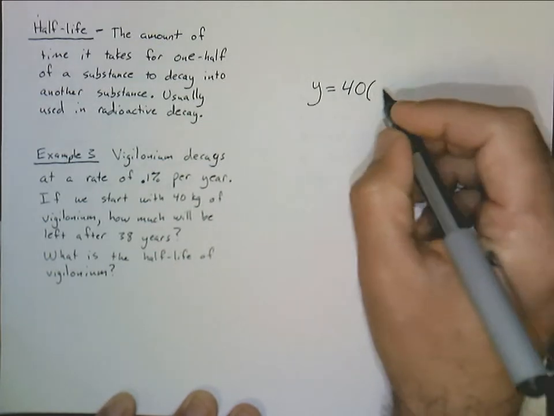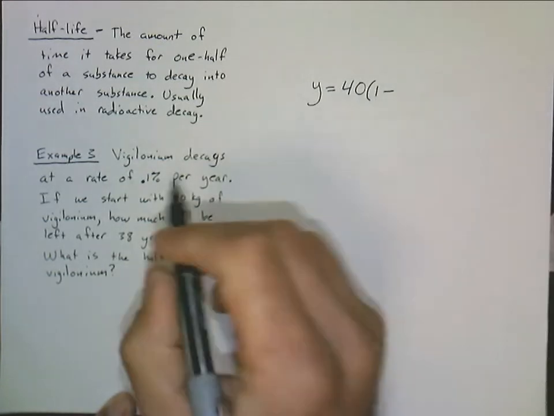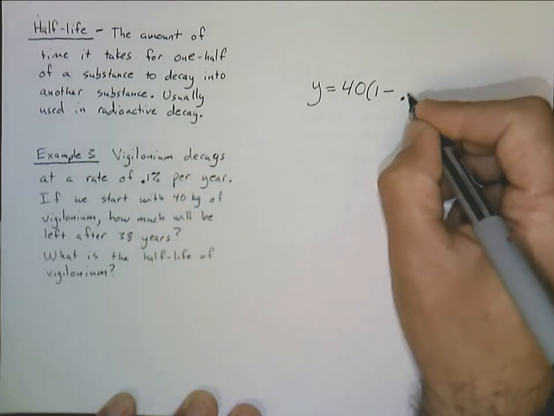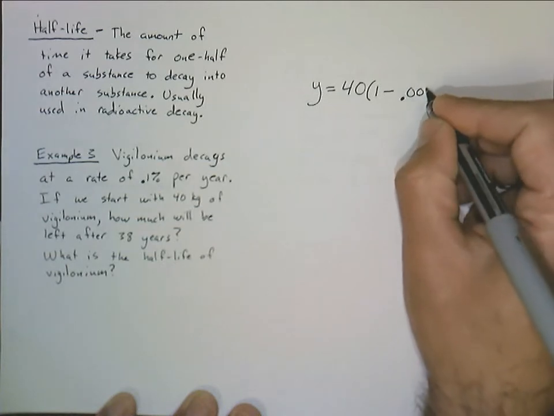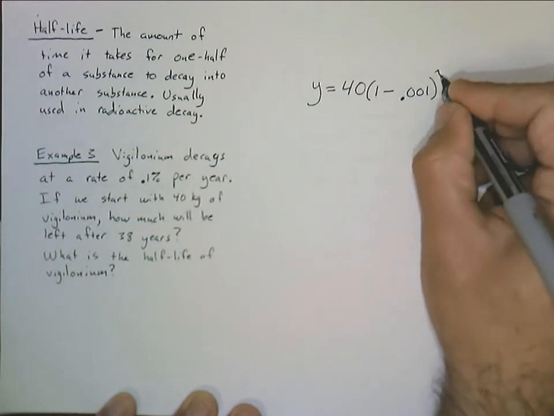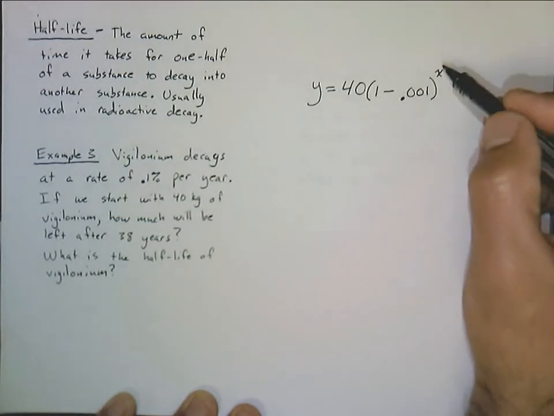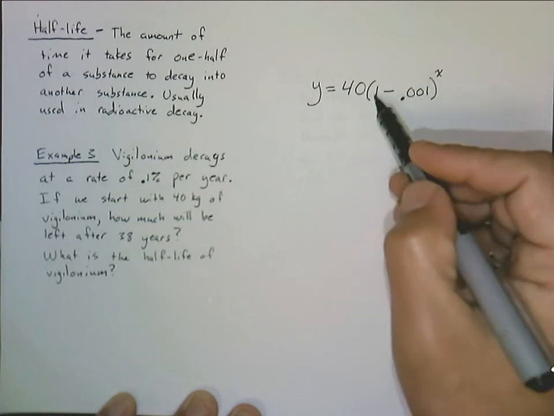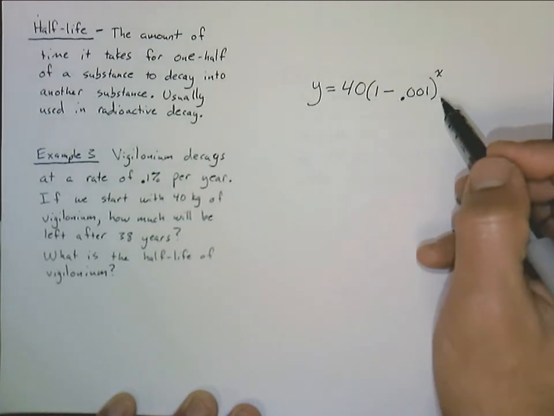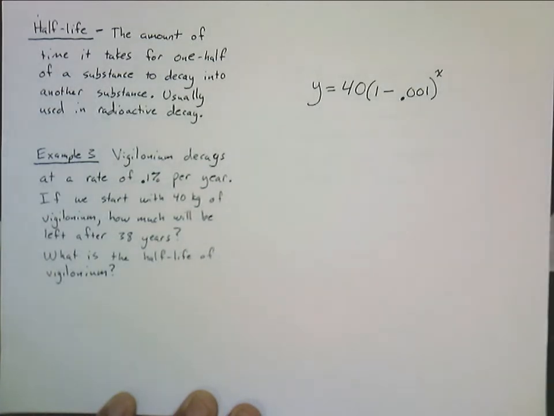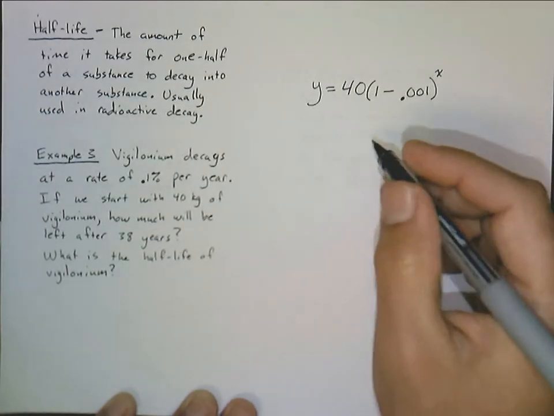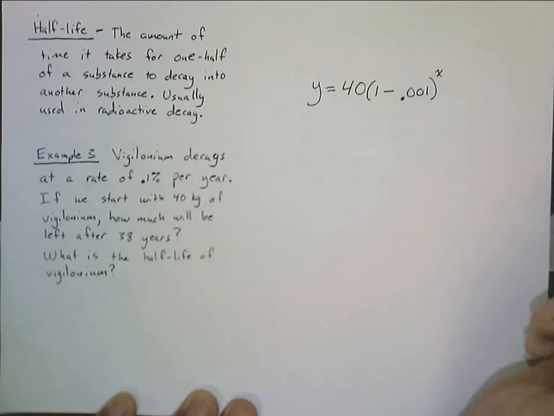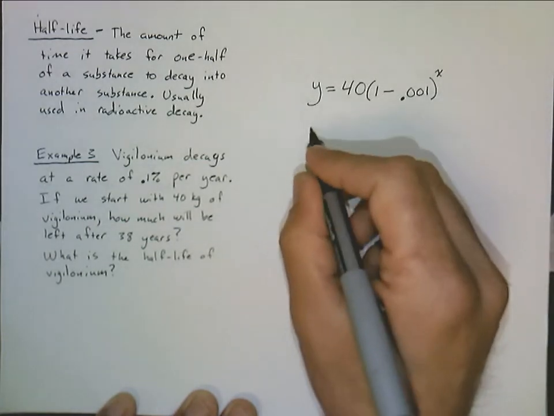And then we're going to be multiplying that by 1 minus the decay rate, which is 0.1%, or 1/10 of 1%, or 0.001 to the power of x, where x now is the number of years. If we want to rewrite this as just doing the actual calculation of 1 minus 0.001, leaving us 0.999, that's totally fine too. But the whole idea is we want to know how much we have left after 38 years, so that's just going to mean we plug in 38 for x and see what y becomes.